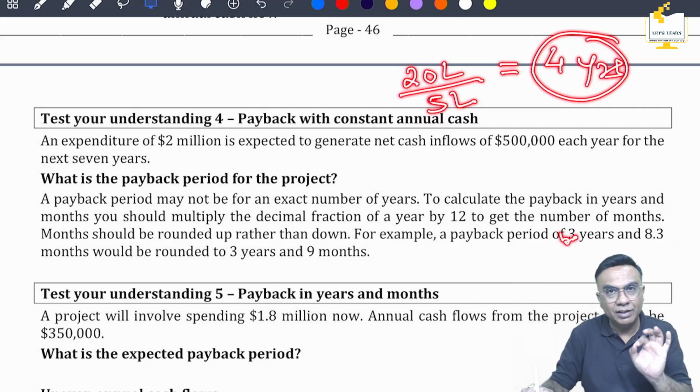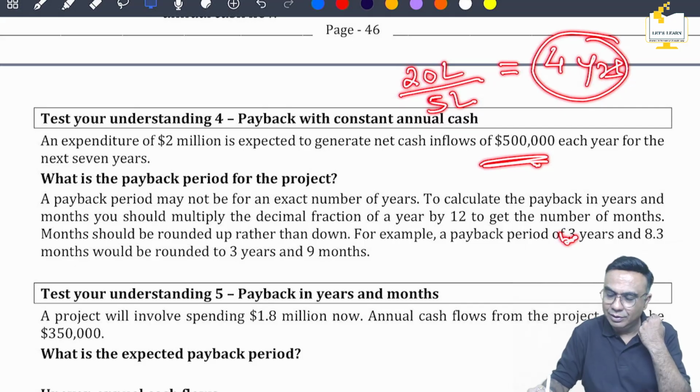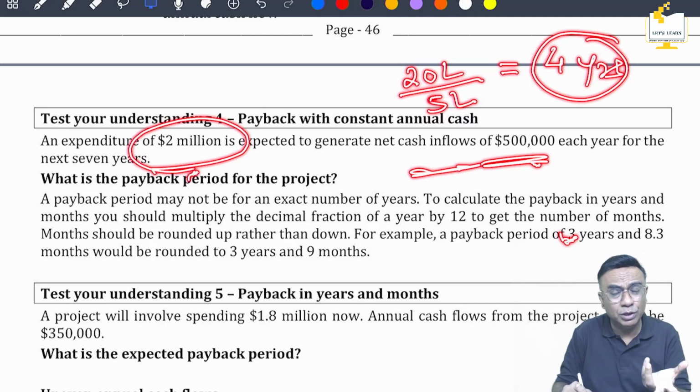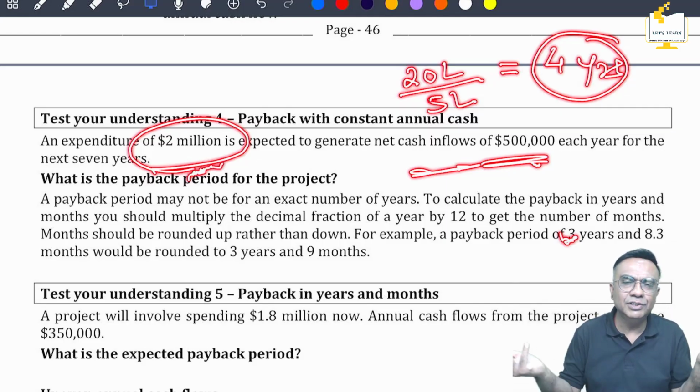Every year $500,000 we are going to recover as cash flow. And how much you are going to spend? It will be $2,000 million. So $2,000 million is the initial cost and $500 million you are going to recover. So in 4 years you will be recovering. It's very simple, right?